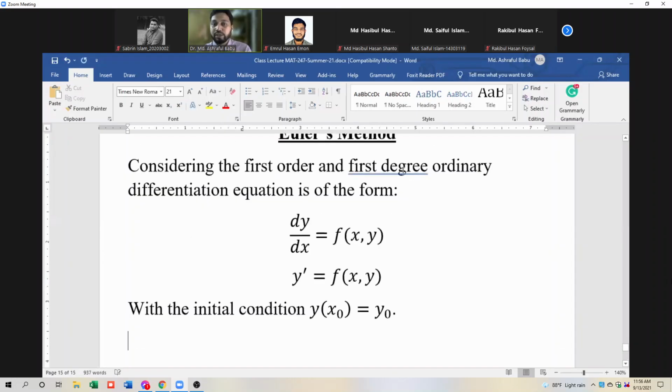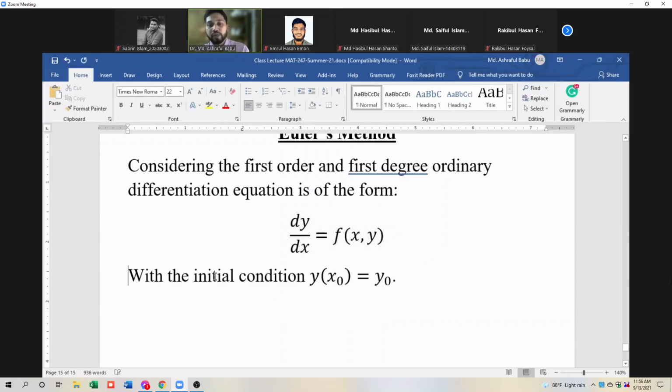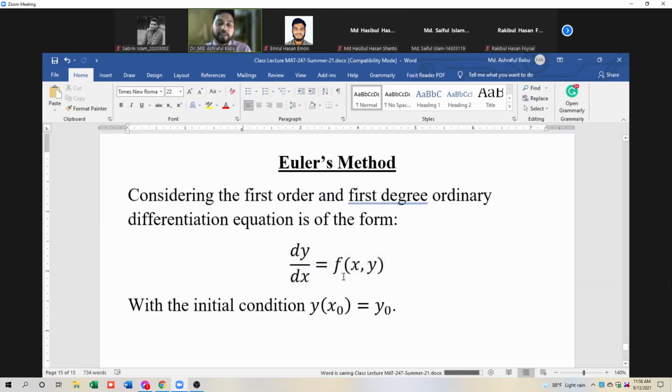So we have to consider this problem: dy/dx equal to f of x, y. That is, y prime equal to f of x, y, and the initial condition y of x naught equal to y naught. So that is our problem description. So this problem we have to solve now by Euler's method.